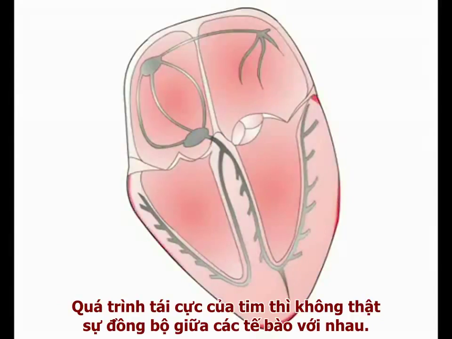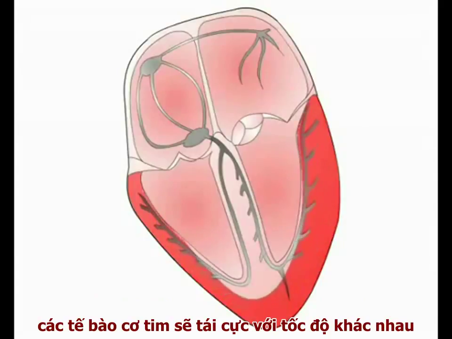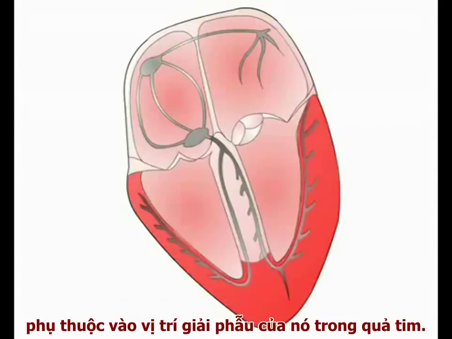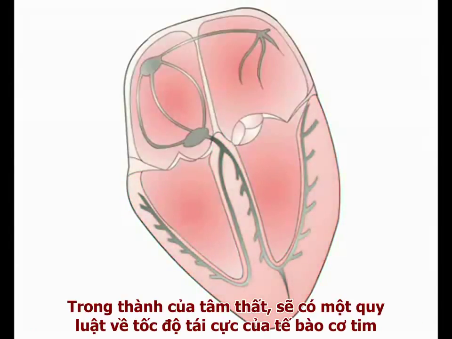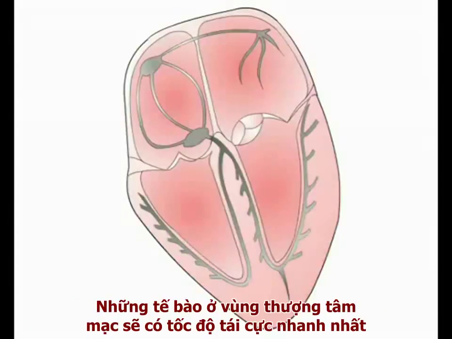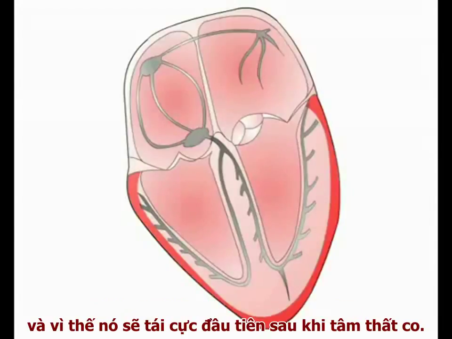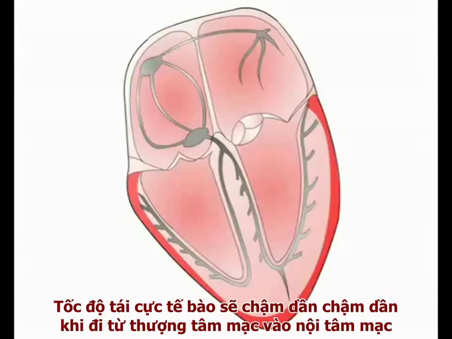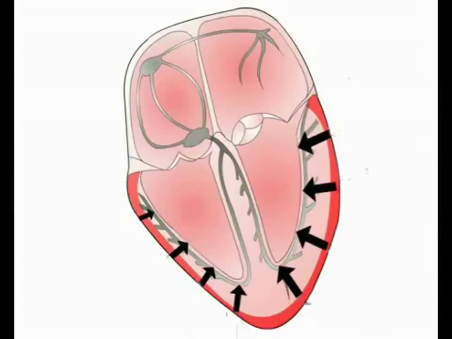Cardiac repolarization is not truly propagated between cells. However, cardiac myocytes repolarize at different rates depending on their anatomical location within the heart. Within the ventricular wall, there is a gradient in the rate of cellular repolarization. Cells in the epicardial region have the fastest rate of repolarization and repolarize first following ventricular contraction. The rate of cellular repolarization is then progressively slower as we move from the epicardium towards the endocardium.